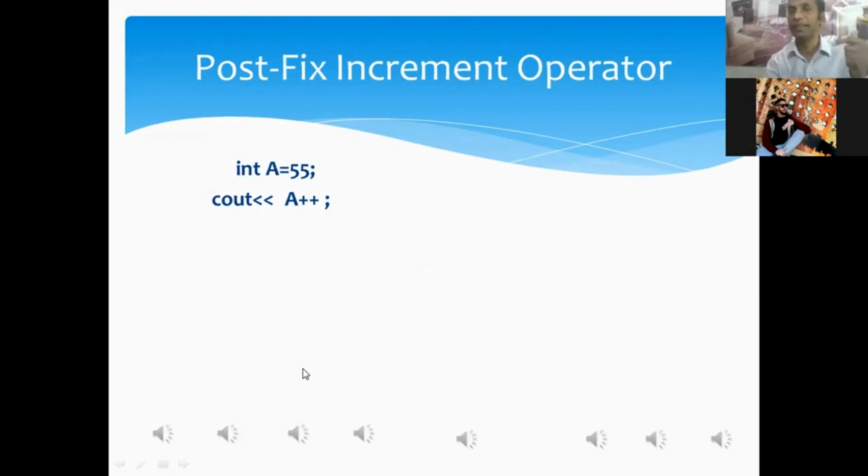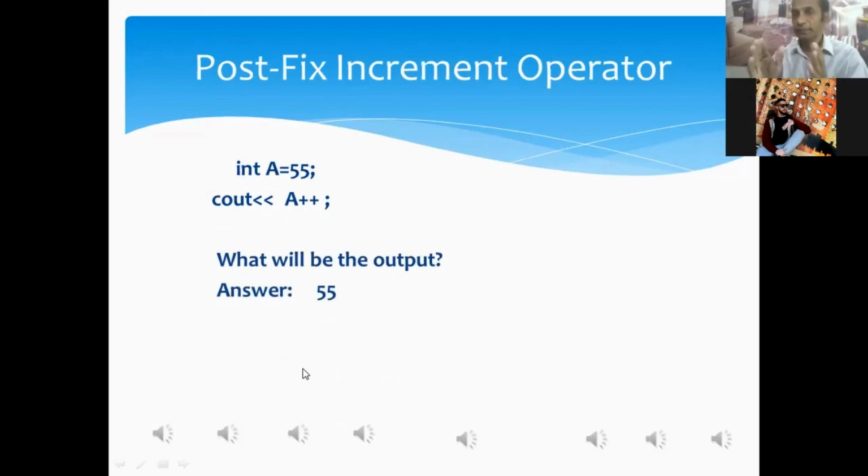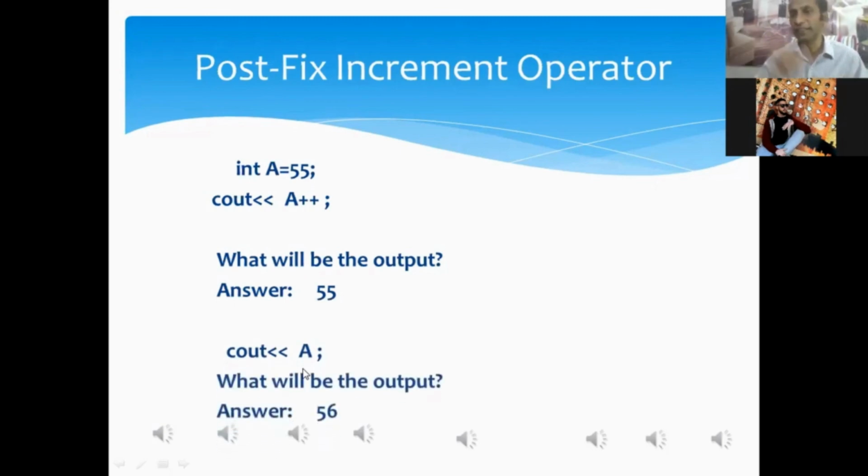The current value of A is 55. That will be displayed, and the answer is 55. And after displaying, the variable will be incremented by 1. A's current value will be 56. If we go to display the current value of A, what will be displayed? 56.